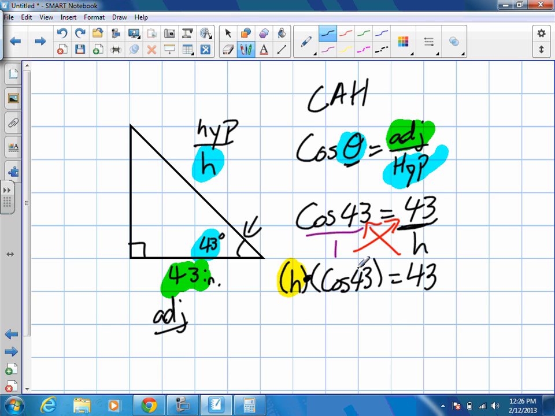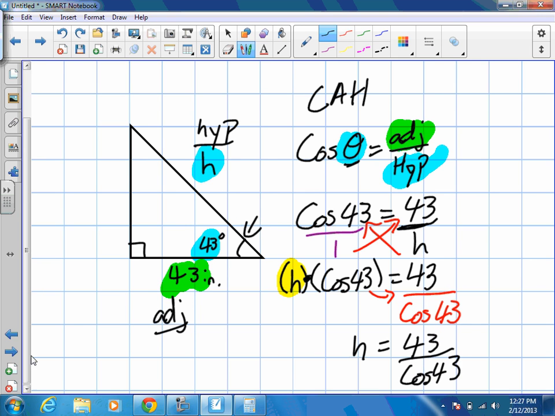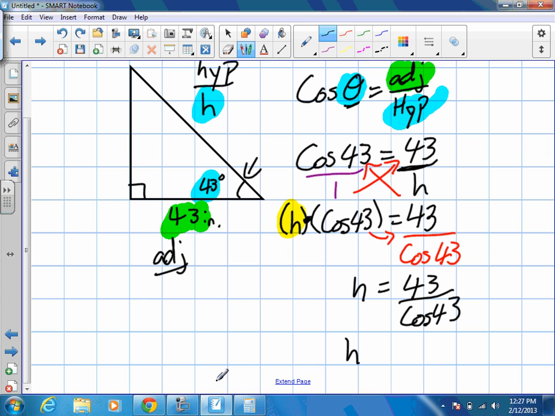There's that many steps to this question. I can show you a couple other ways. Hold on. So we bring cos 43 over. That's going to give us h is equal to 43 over cos 43. So, anybody have this as an answer done on their calculator?